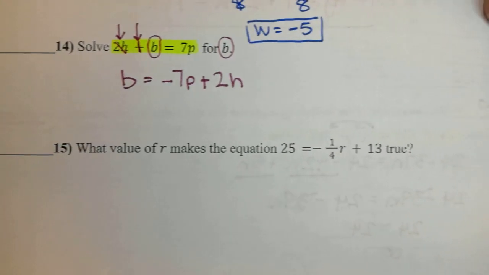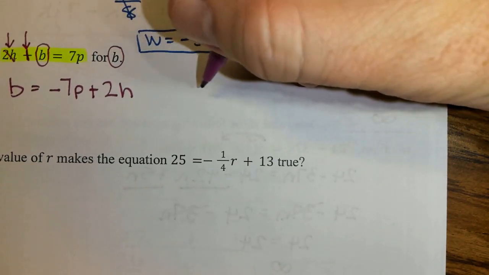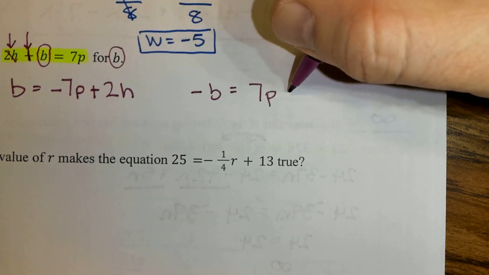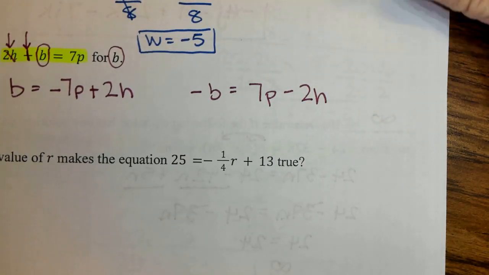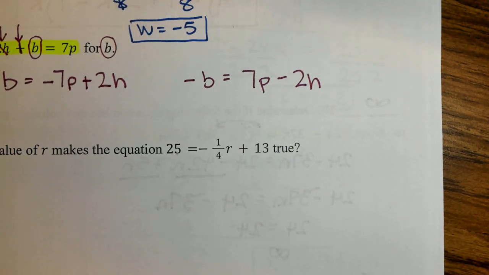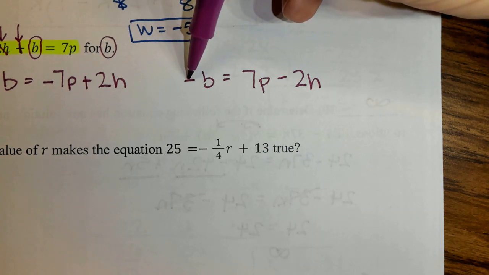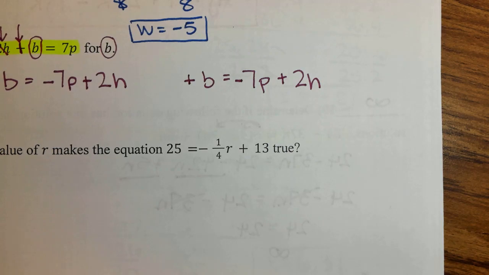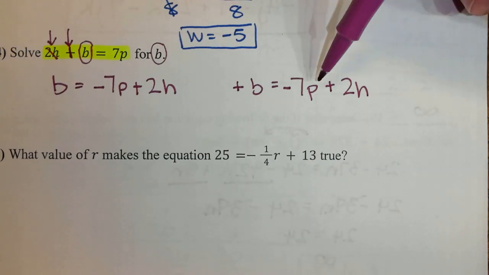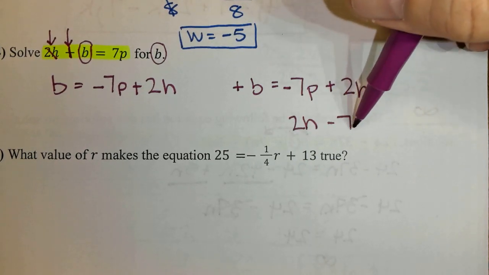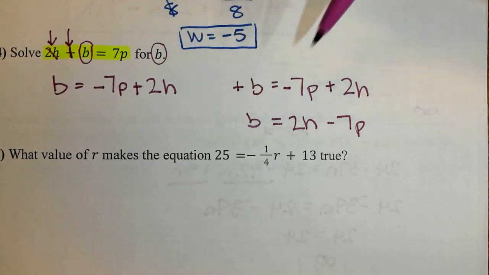Okay? Here, if that went too fast, let's pretend I have negative b equals 7p minus 2h, right? That's what I had. So again, here's my negative b. I don't want a negative b, I want positive. So to get rid of the negative, I just do plus, minus, plus. Everything just flips. Okay? That's it. That's my answer. And again, the order doesn't matter. It can be 2h, like you can rewrite it as 2h minus 7p equals b, that's the same thing.